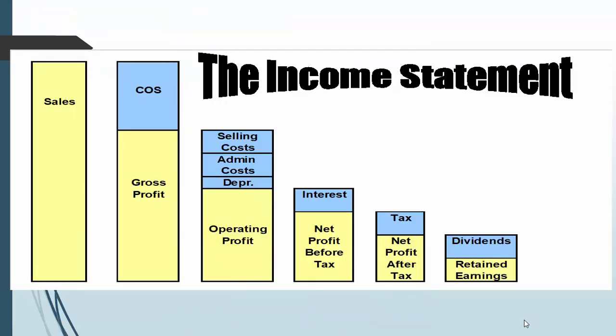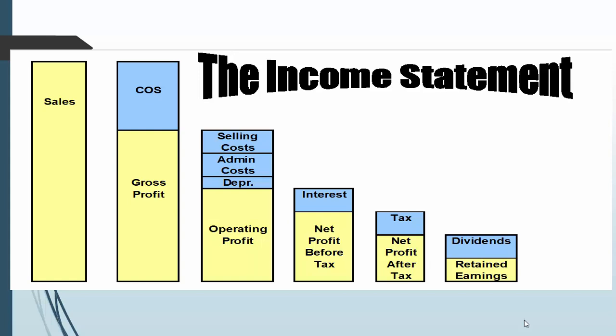If we look at what we've just discussed as a picture, this is exactly what it is. Here you've got your sales, this big amount over here, but you've got to take off your cost of sales. You're left with your gross profit. Then you take off your expenses, you're left with your operating profit. You take off your interest, you're left with net profit before tax. Then you take off your tax, etc. You can see how that yellow portion becomes smaller and smaller. That's what you're left with at the end of the day: your net profit after tax, and then you can decide how much you want to give to shareholders and how much you want to retain in the business.